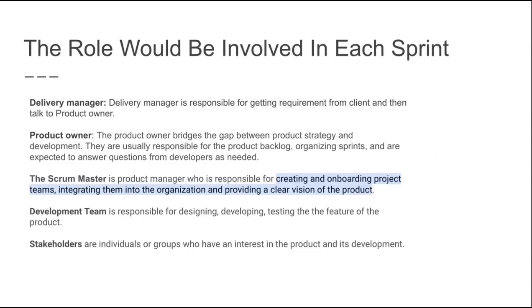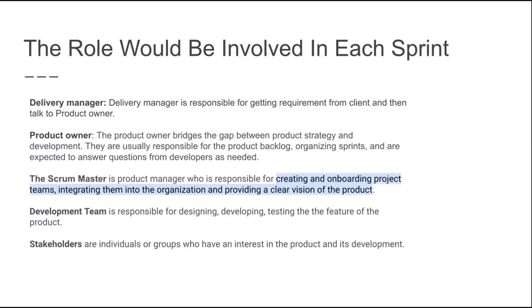And then here I would talk about the roles involved in each sprint. We have the delivery manager. The delivery manager is responsible for getting requirements from the client and then talking to the product owner. The product owner bridges the gap between the product strategy and the development. They're usually responsible for the product backlog, organizing the sprint, and are expected to answer questions from developers as needed.